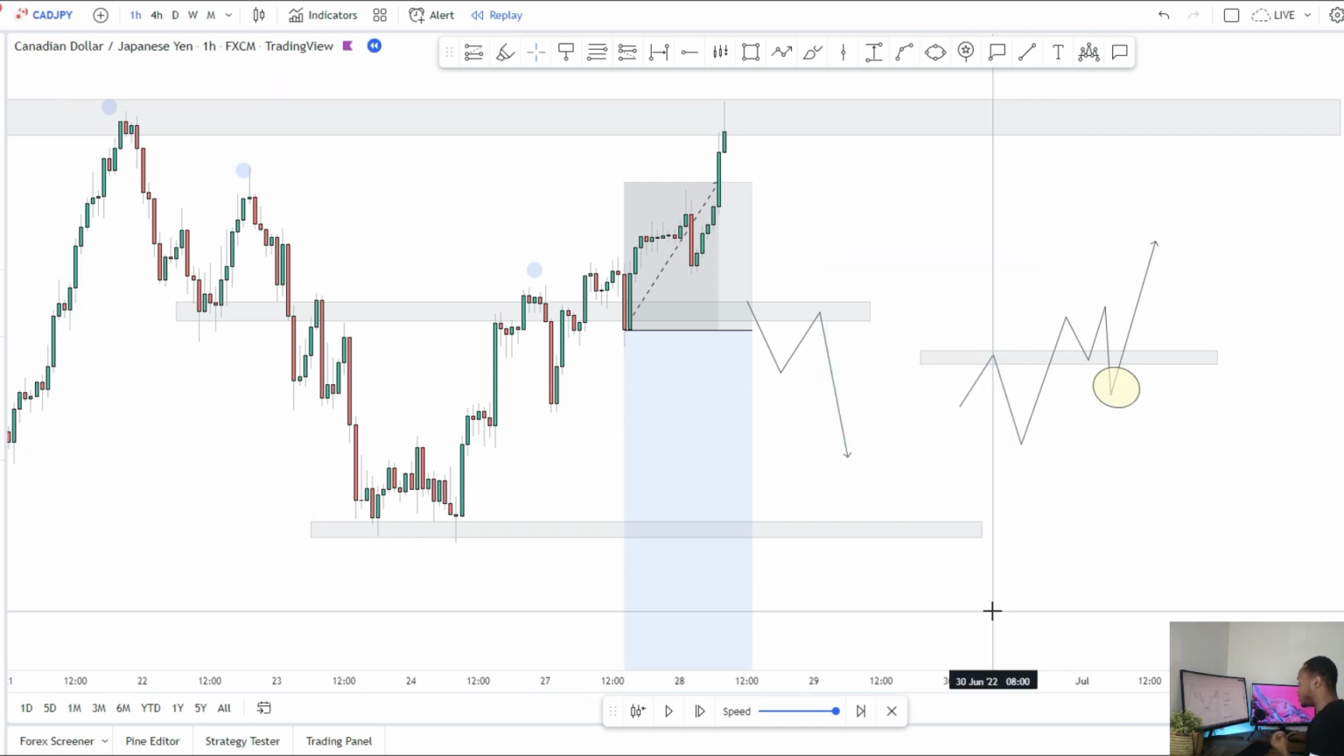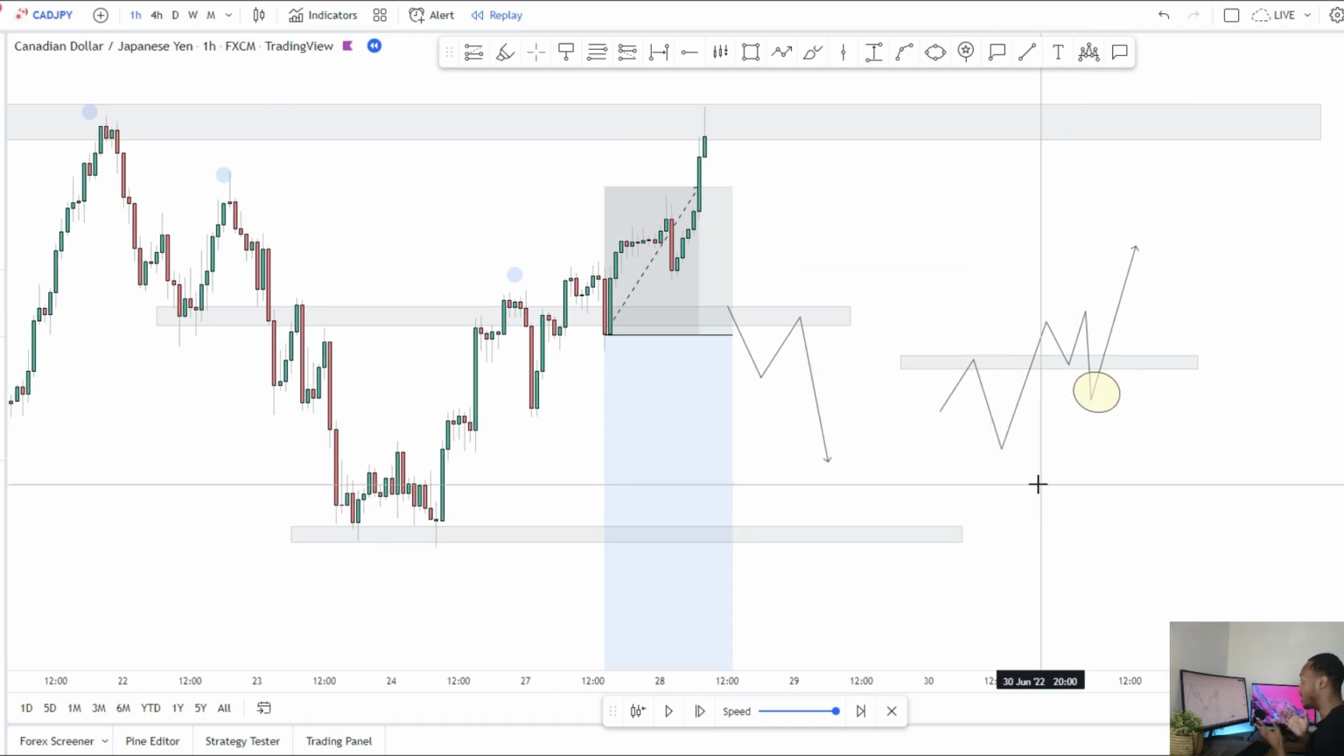So again, something to focus on. Make sure you're focusing on the break and retest rather than breakouts. Obviously, some breakouts will work, but the majority of them are false. So that was my mistake for the trade.